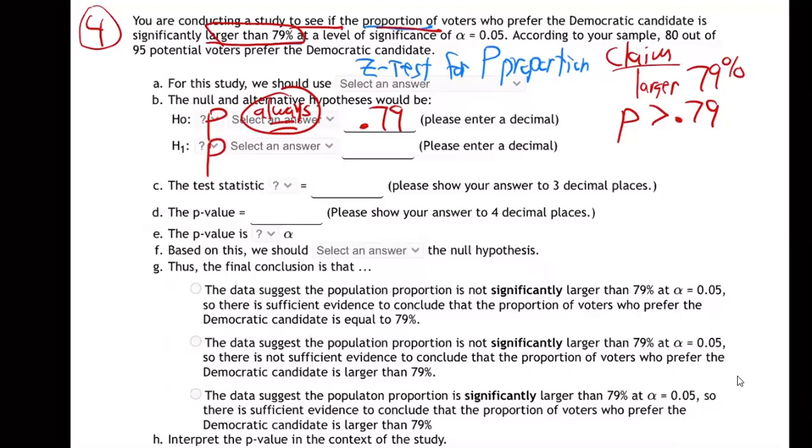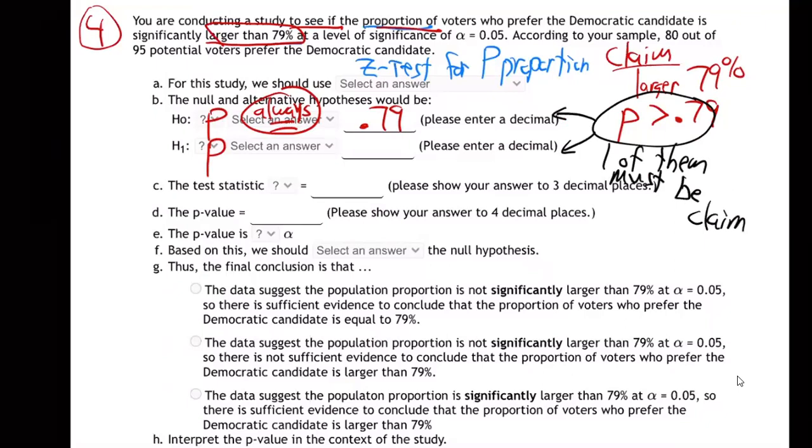Well, remember, one of these two must be the claim. It's not H0 because H0 is equals and this isn't equals. So therefore, it's H1. It'll be greater than? Exactly. It's got to be exactly the same as the claim. One of those two must always be exactly the same as the claim.